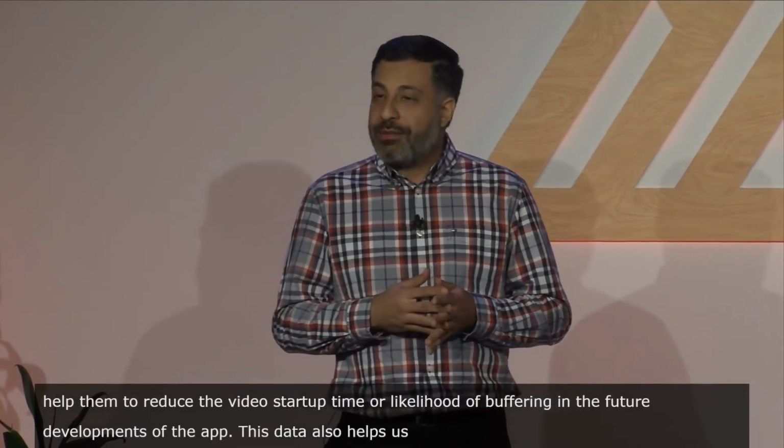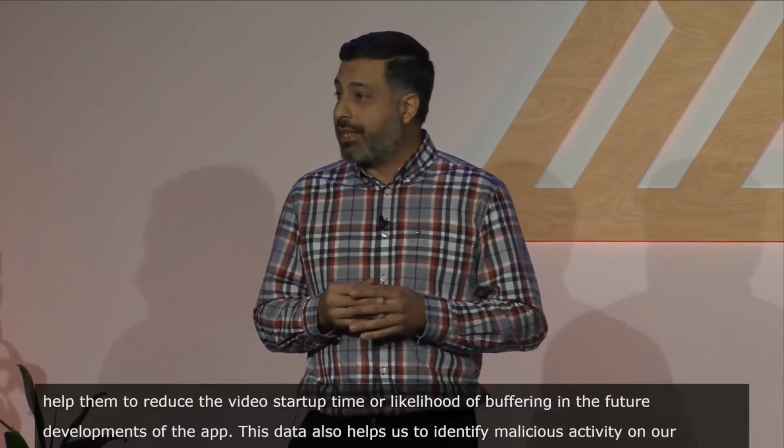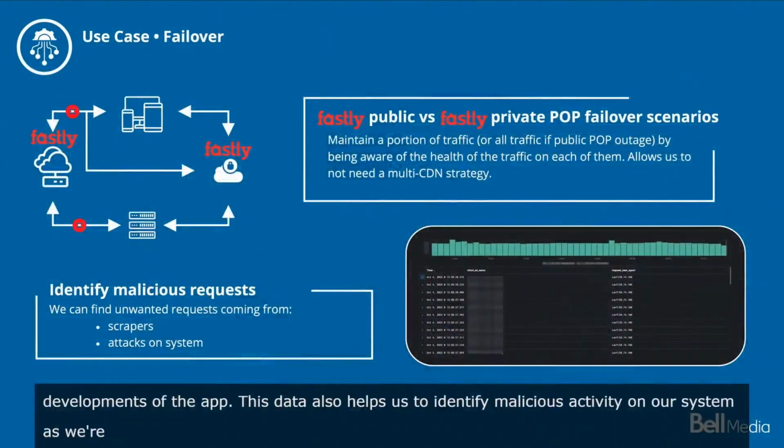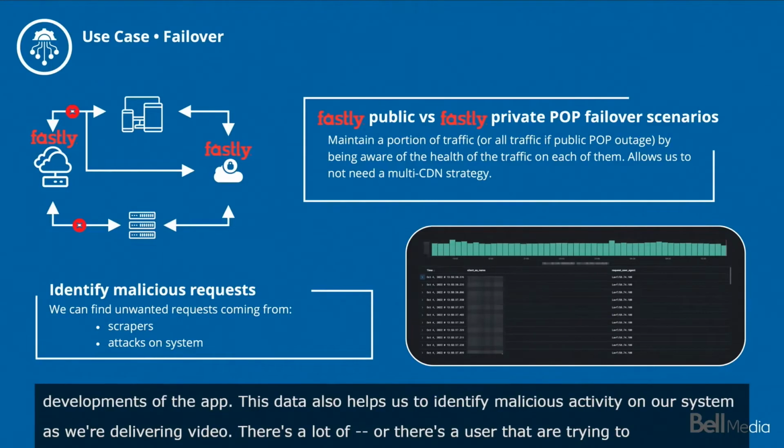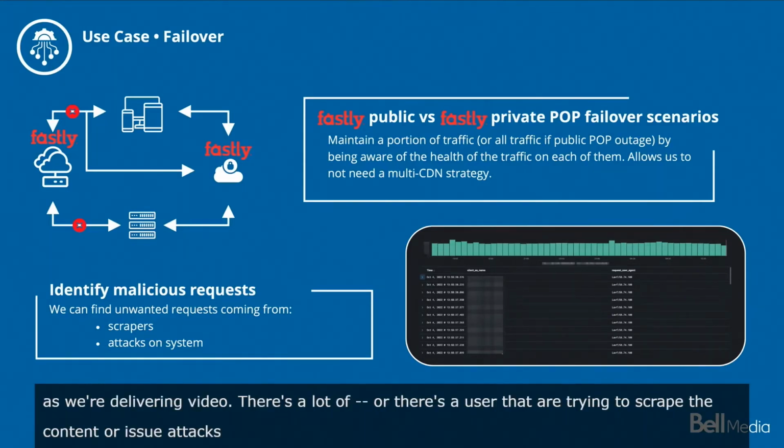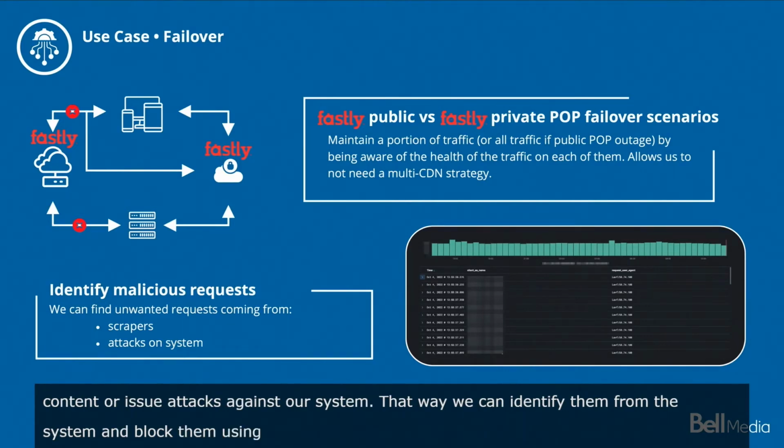This data also helps us to identify malicious activity on our system as we're delivering video. There are users that are trying to scrape the content or issue attacks against our system. That way we can identify them from the system and block them using the Fastly ACL.